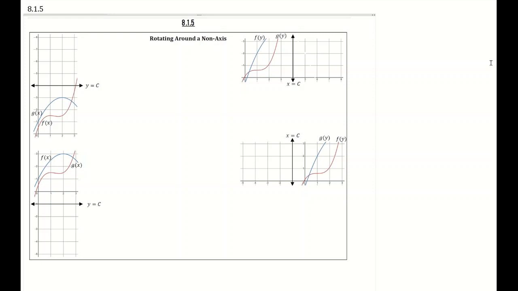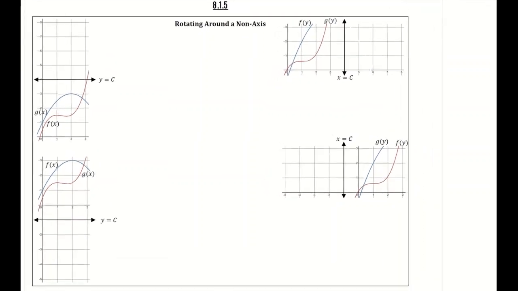So now we're going to talk about how to find the volume of a solid if you rotate around a non-axis. And what I mean by that is you still have an axis of rotation, so there is an axis, but not an X or a Y axis. So we're not just going to rotate around X equals 0 or Y equals 0. We're going to rotate around X equals C, so some constant, and Y equals C, other than 0.